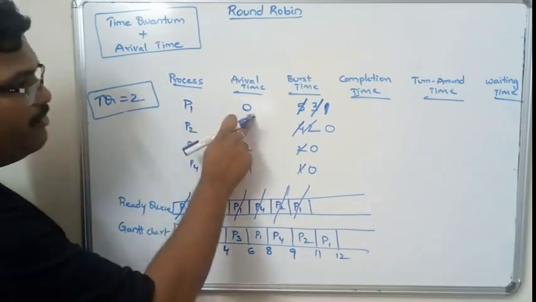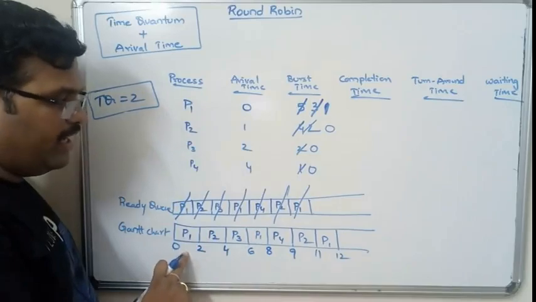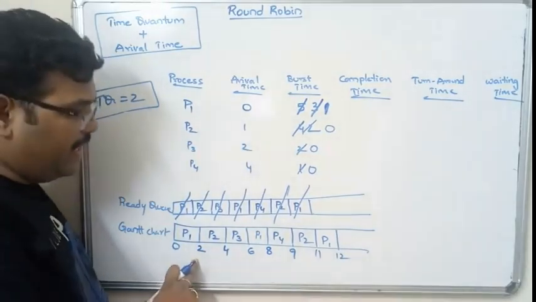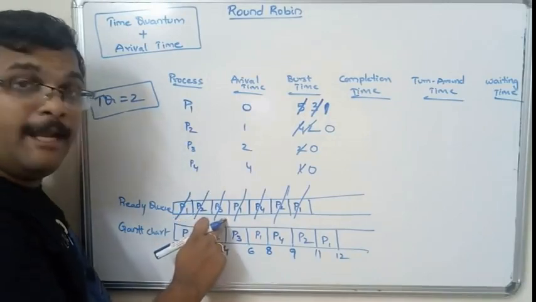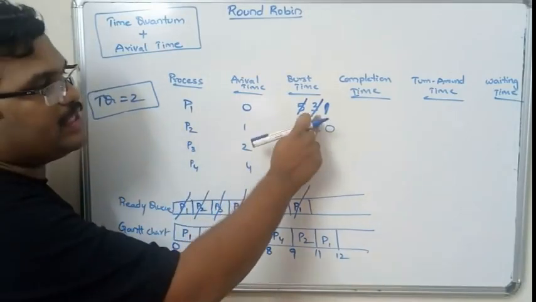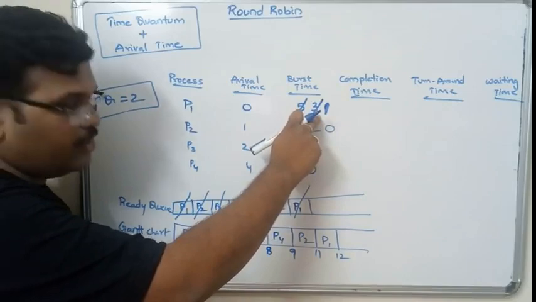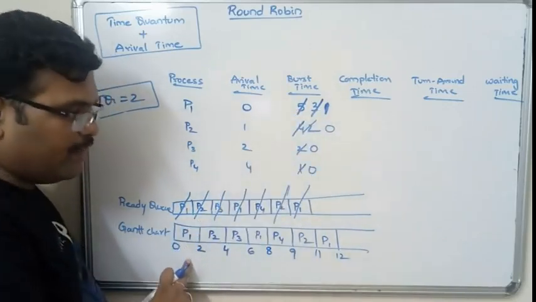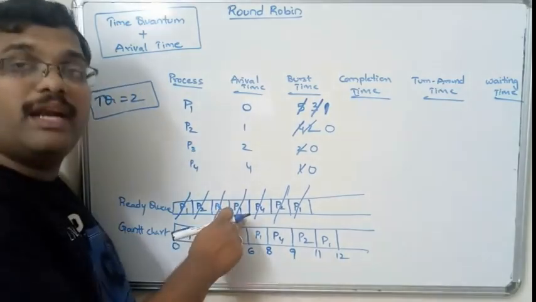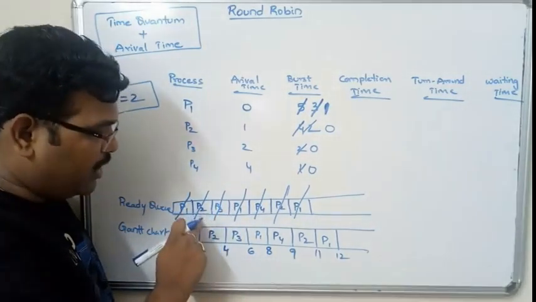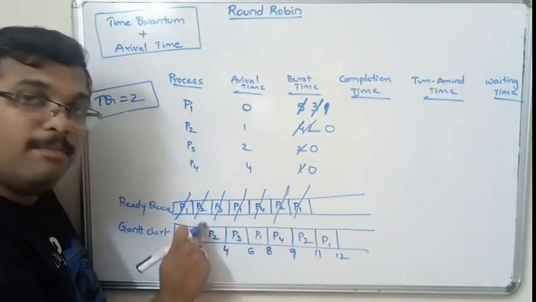So this is the procedure to be followed for executing the round robin scheduling algorithm. First, at the time of 0, P1 is allocated to the CPU and it will be executed for 2 milliseconds. At the time of 2, more processes are available in the ready queue, P2 and P3. Still P1 requires 3 milliseconds to complete its execution. So P1 is removed from the CPU and moved to the ready queue. And in the order of the ready queue, P2 is available.